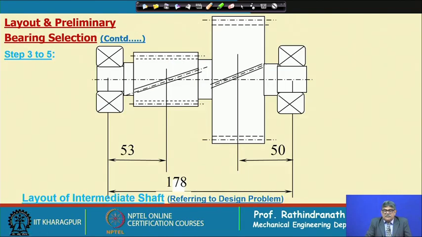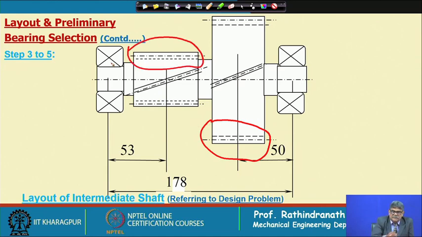Now, this is the intermediate shaft of our gearbox, which we have designed. We have taken the module in the first stage as 3 millimeter and in the second stage it is 4 millimeter. So, this is the first stage gear and this is the second stage pinion. Now, we will see that the layout is made and from there we have considered this shaft.